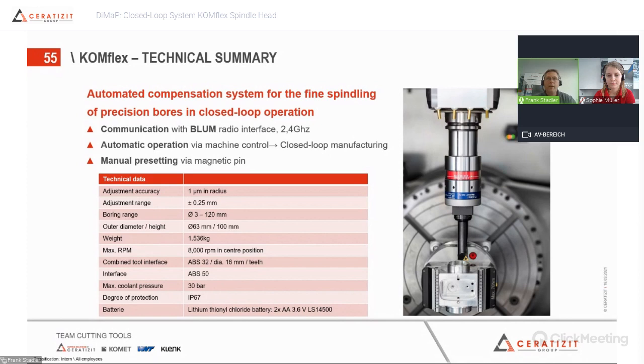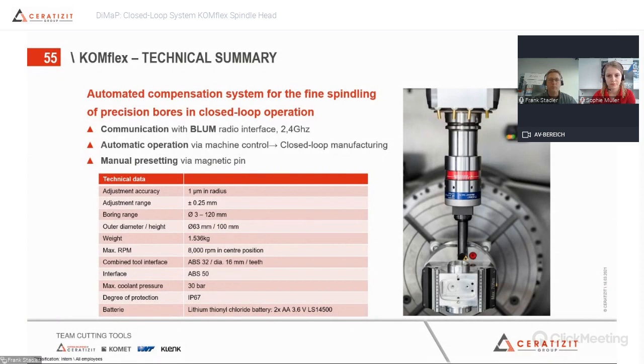The weight is approximately 1.5 kilogram, and the maximum RPM in the center position is 8,000 RPM. The combined tool interface is ABS-32, a cylinder shank diameter 16 or with teeth. The interface to the spindle or to adapter is ABS-50. The maximum coolant pressure is 30 bar. The degree of protection is IP67. And the battery is a standard battery, LS14500. It's the same like in the touch probe device from the company Bloom.